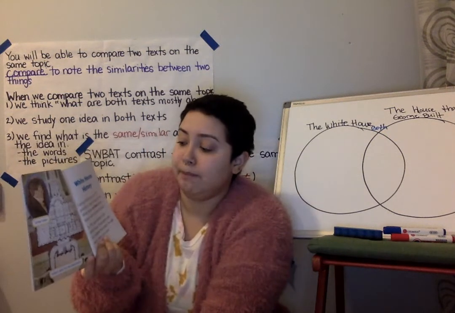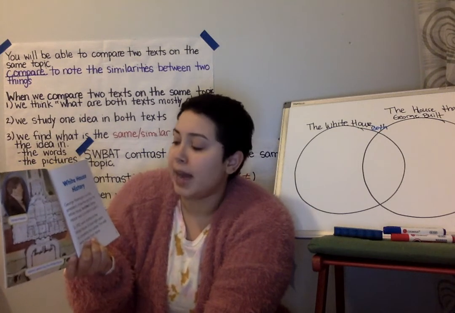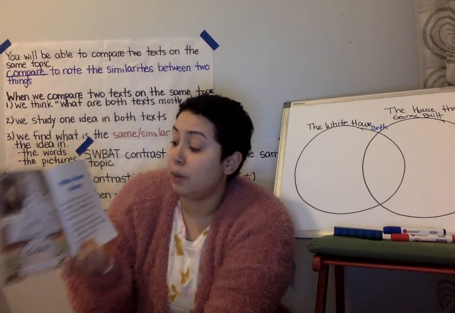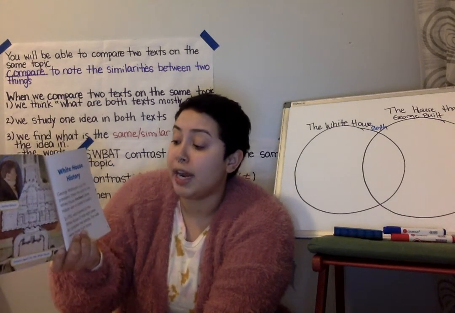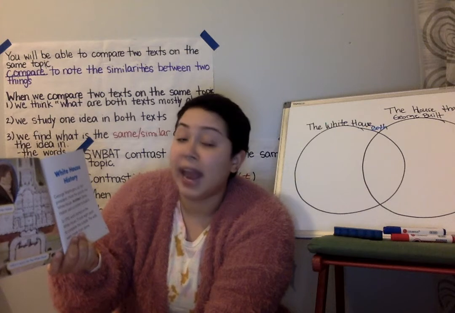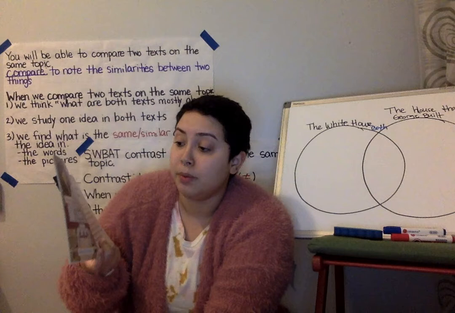White House history. George Washington, our first president, chose the spot for the White House. Architect James Hoban won the contest to build it. In 1792, workers started on the White House. It took 8 years to complete. The walls were made from stone.